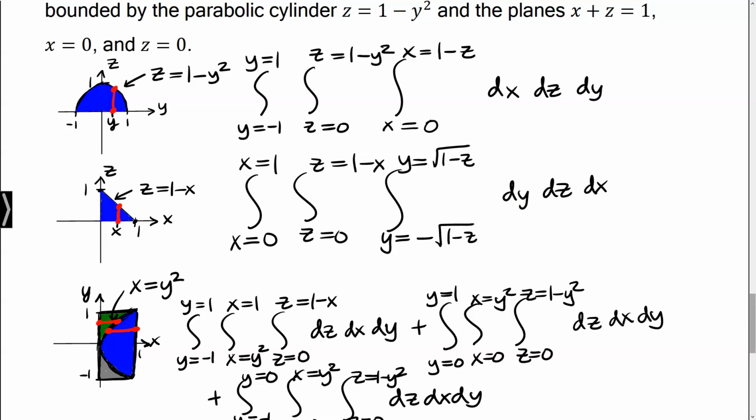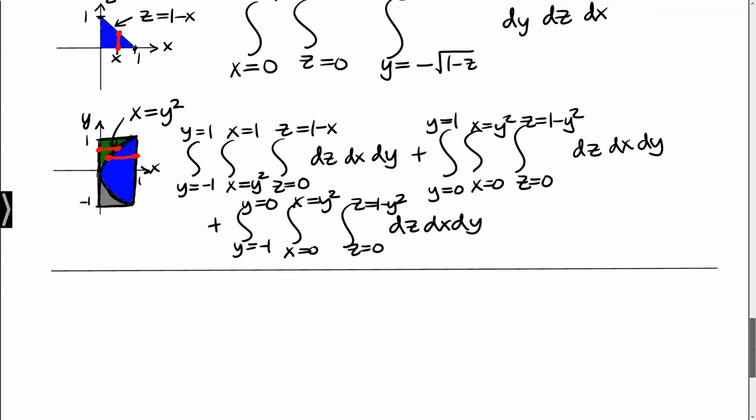So let's do the mass, m. m is going to equal the integral from -1 to 1 of the integral from 0 to 1 minus y squared, and then the integral from 0 to 1 minus z, dx, dz, dy.